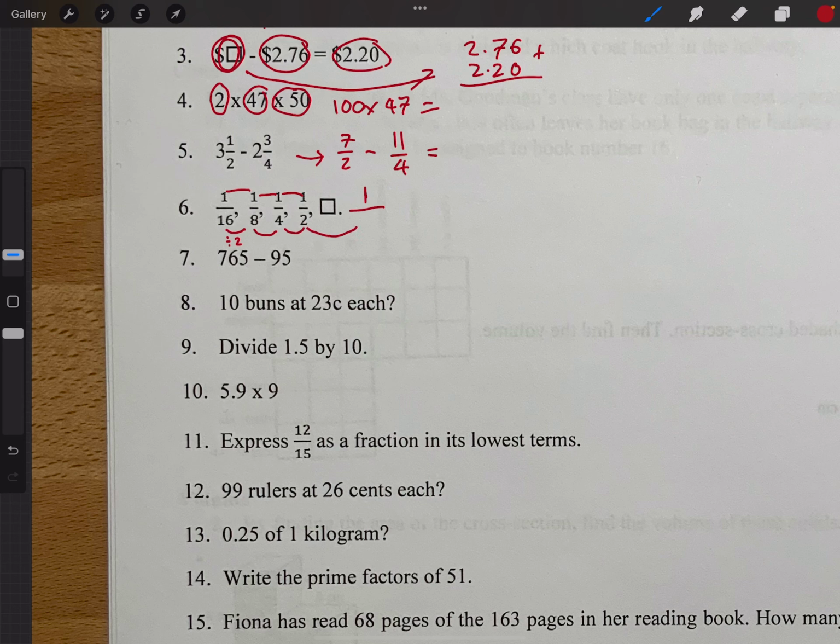Okay, next one. Oh, this is too easy. You can do that on your own. Question 8. 10 buns at 23 cents each. So that means that 1 bun is equal to 23 cents.